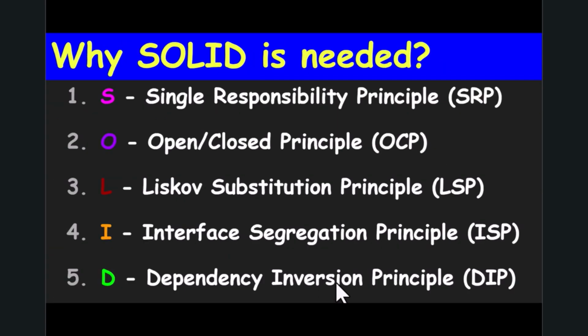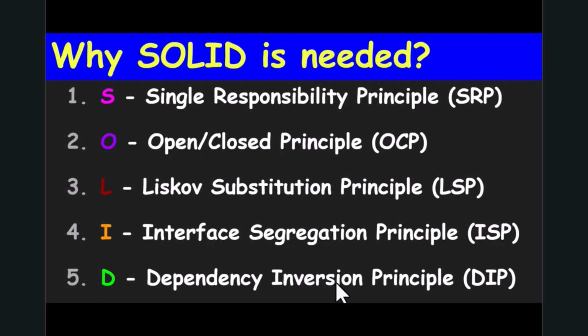What are the 5 design principles? The first one is the single responsibility principle, which means one class, one job, one class, one task. O is for the open closed principle: open for extension and closed for modification.